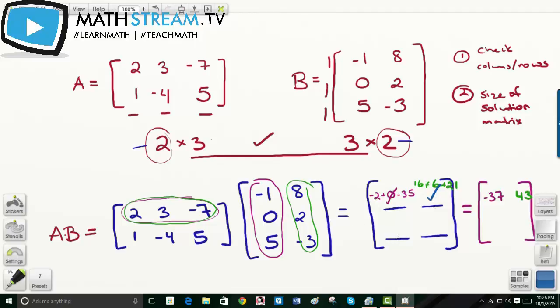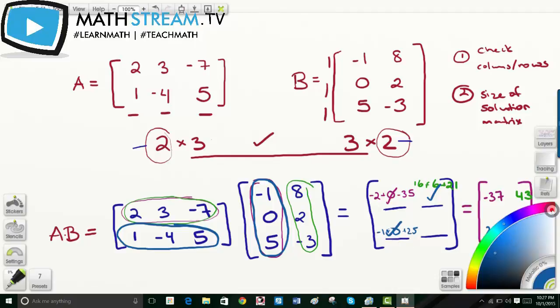Now I'm going to move to the next position, which is row 2, column 1. So now I go to the second row, and I'm going to combine it with the numbers from column 1. Hopefully you're seeing the pattern here. Combine 1 and 1, 2 and 2, 3 and 3. So 1 times -1 is -1. -4 times 0 is just 0. And then 5 times 5 is 25. When I add all of those together, I get 24. -1 and 25 is 24. So I have second row, first column.